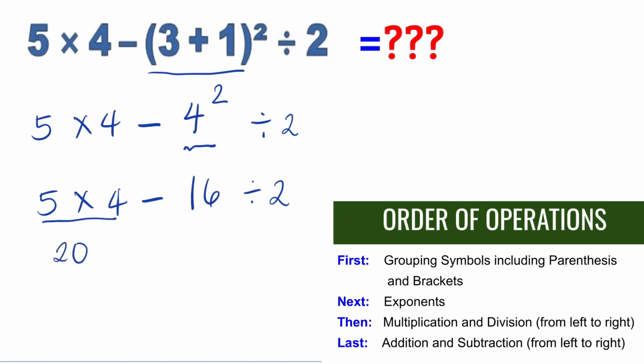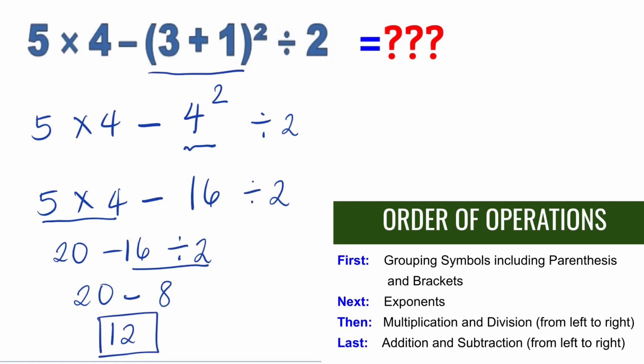The new expression is 20 minus 16 divided by 2. The common error in this problem is that people will subtract 20 minus 16 right away. That is an incorrect step. First, we need to do 16 divided by 2, which is 8. So now we have 20 minus 8. So the correct answer to this numerical expression is 12.